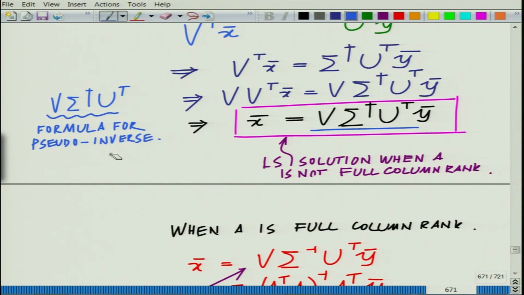This is the general formula for the pseudo inverse, which is valid even when some of the singular values of A are 0, in other words when A is not full column rank, i.e. when A transpose A, or if A is complex, A Hermitian A, is not invertible. That is essentially the theory.